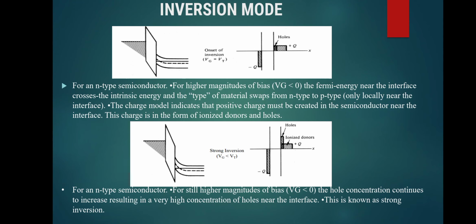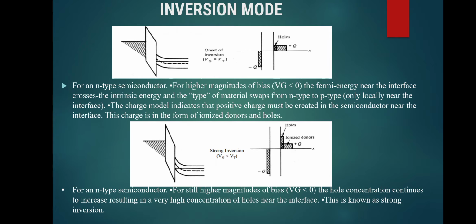Now let us discuss inversion mode. For an n-type semiconductor, for higher magnitudes of bias, Vg less than 0, the Fermi energy near the interface crosses the intrinsic energy and the type of material swaps from n-type to p-type. The charge model indicates that positive charge must be created in the semiconductor near the interface. This charge is in the form of ionized donors and holes.